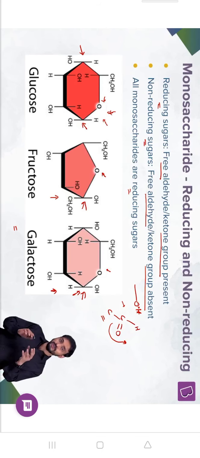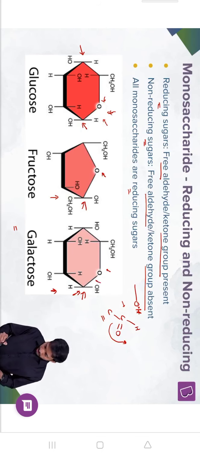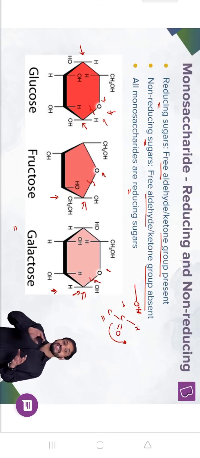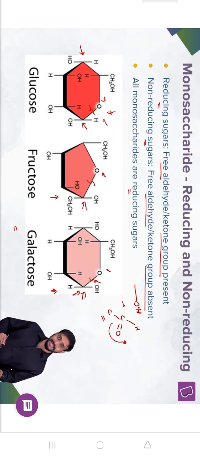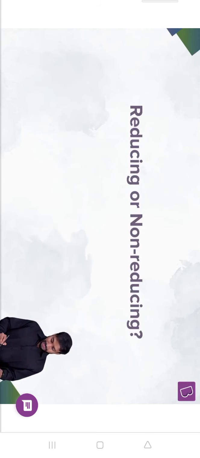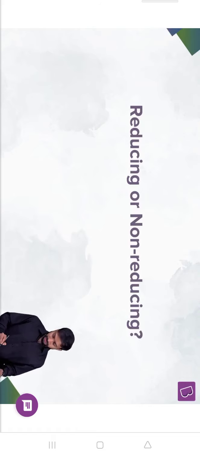These are the groups which, when put in water, this bond and here this bond, it breaks. It results in the formation of a free aldehyde that reacts. So all monosaccharides are reducing sugars. Remember this. Reducing or non-reducing?